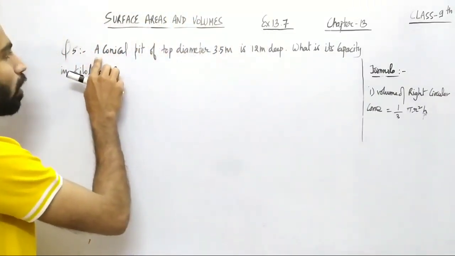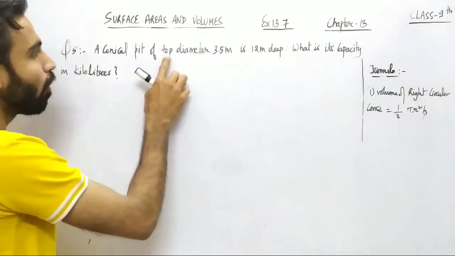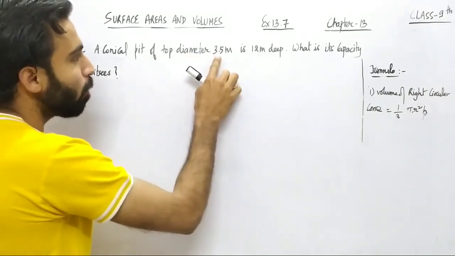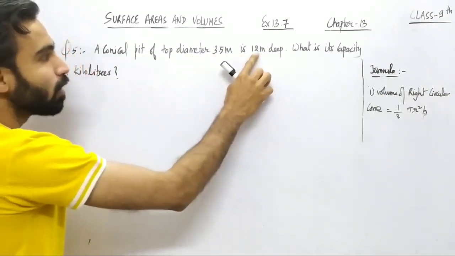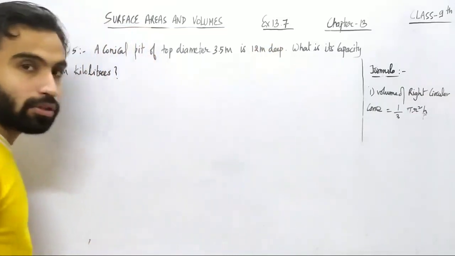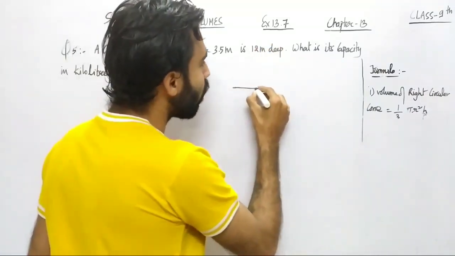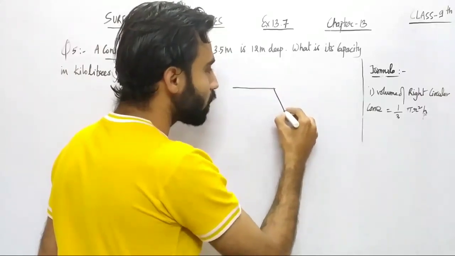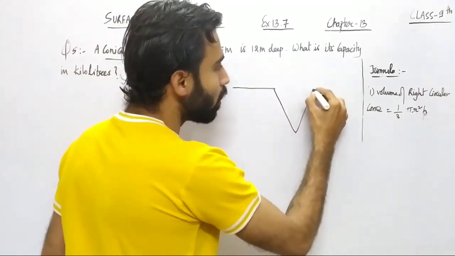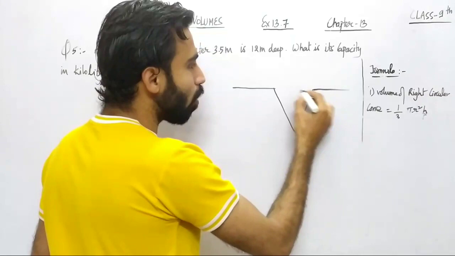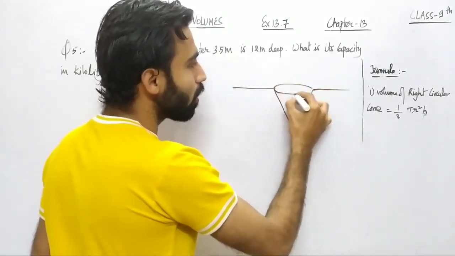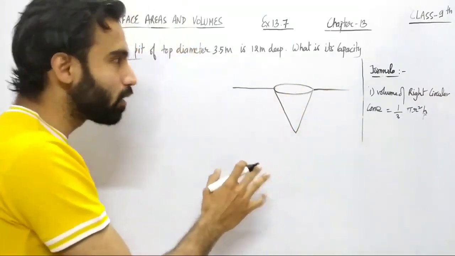So यहाँ पे क्या given है आपको? A conical pit of top diameter 3.5 meter is 12 meter deep, right? So यहाँ पे आपके पास क्या है? एक conical pit है. Pit, you can see, a hole. Suppose this is a road, and the pit is of the conical shape, right? So this is a cone, which is given to us.